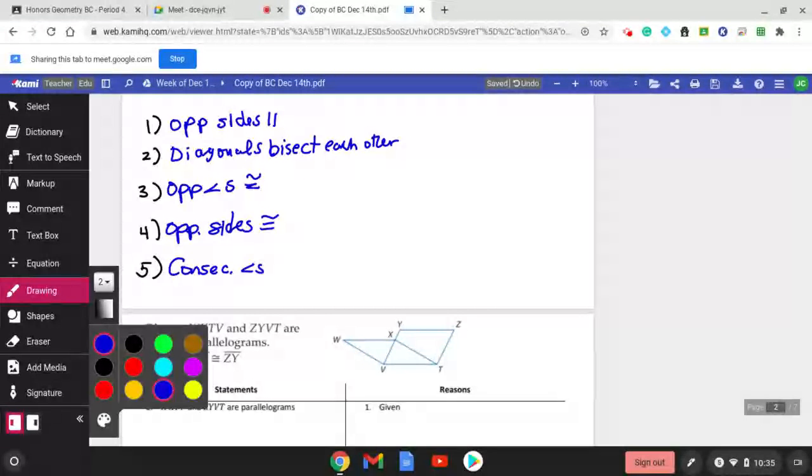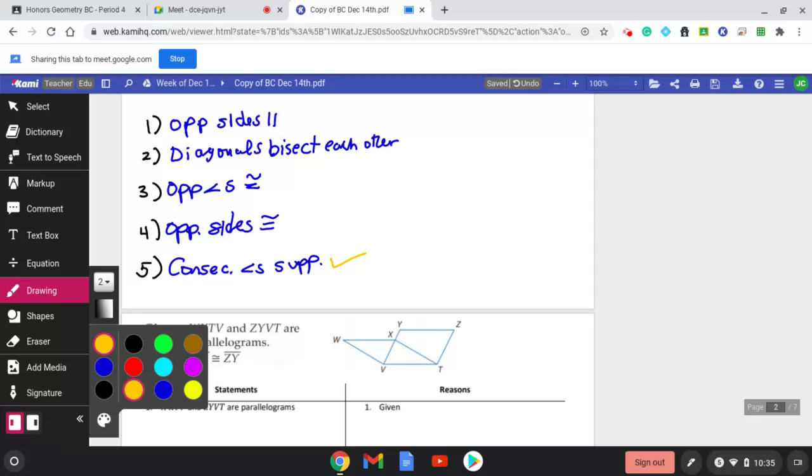Consecutive angles supplementary. All right, I will let you in on a little secret. Teaching this course for 18 years now, I have never done a parallelogram proof where we have used consecutive angles supplementary. So don't expect to use it. Really you have to worry about those 4 right there: the opposite sides are parallel and congruent, opposite angles are congruent, and diagonals bisect each other. Don't expect to use consecutive angles supplementary in any of these proofs. Just focus on those first 4.